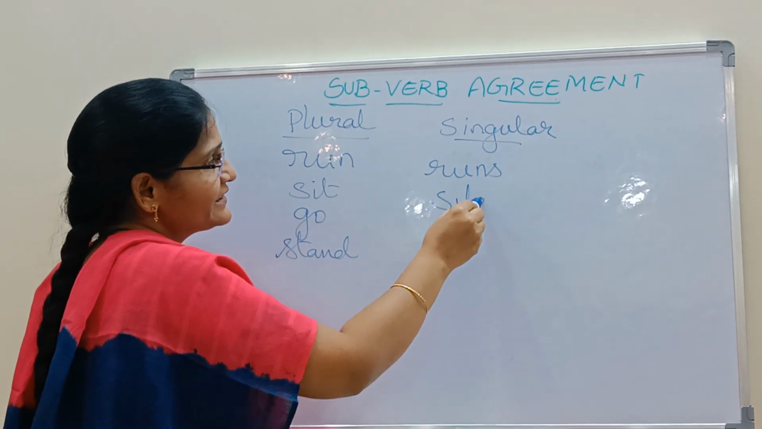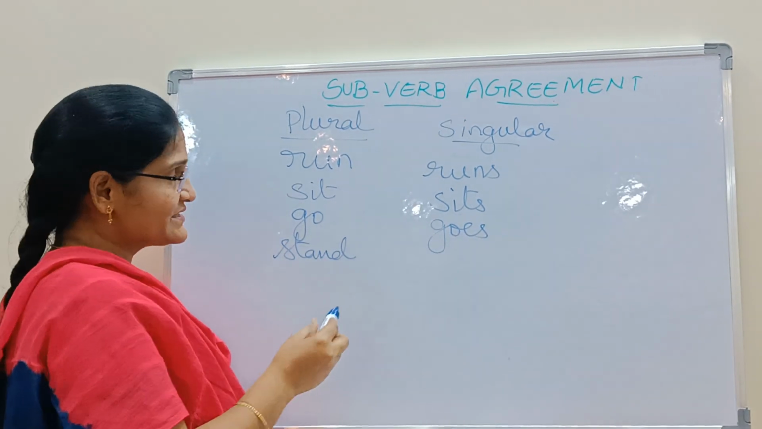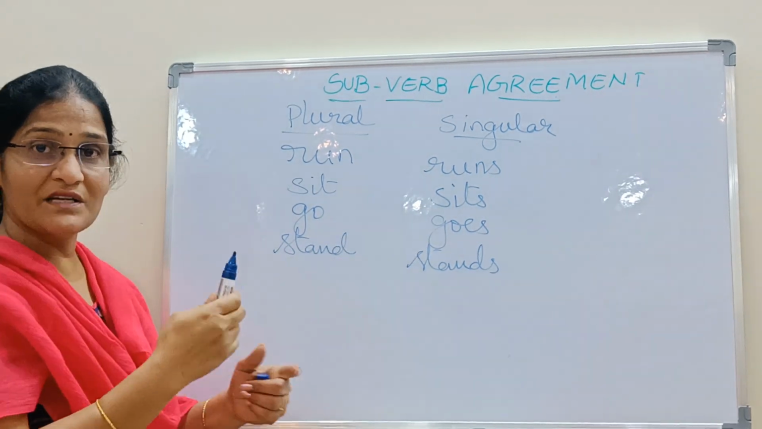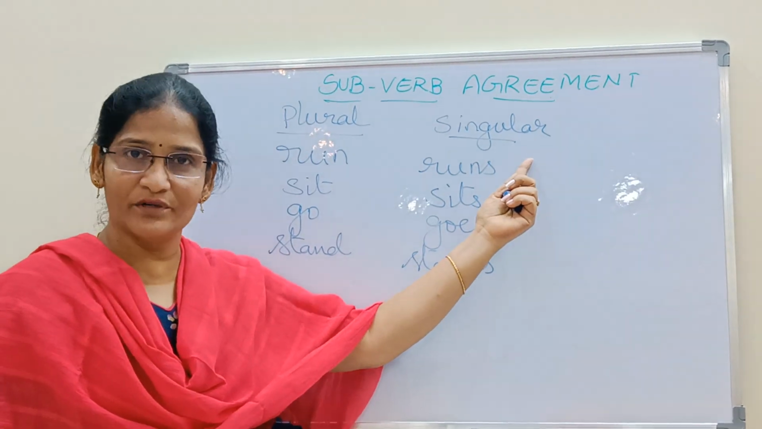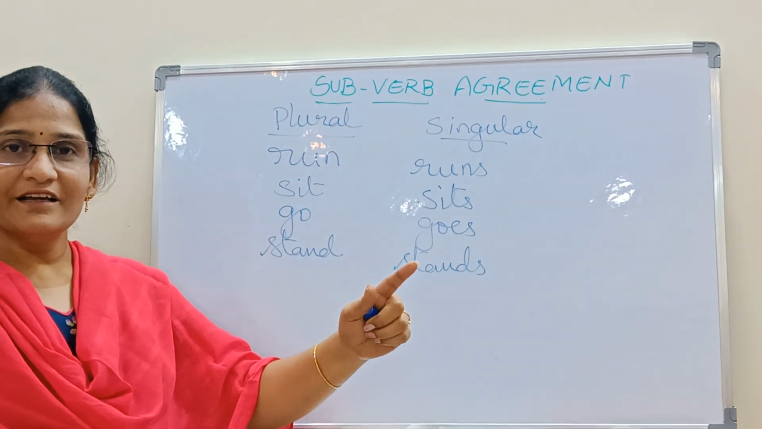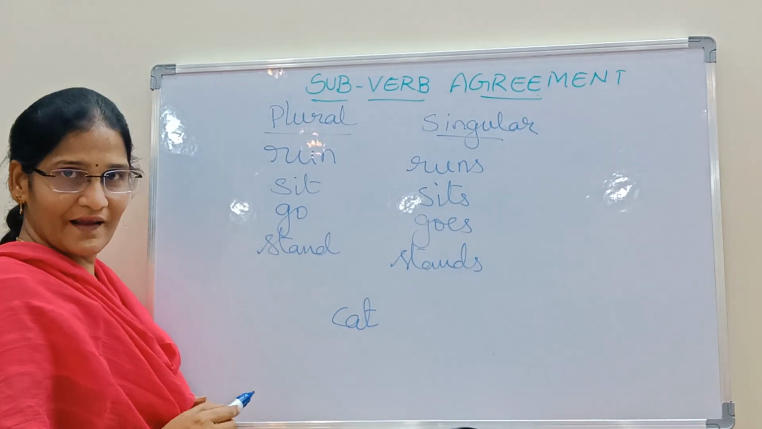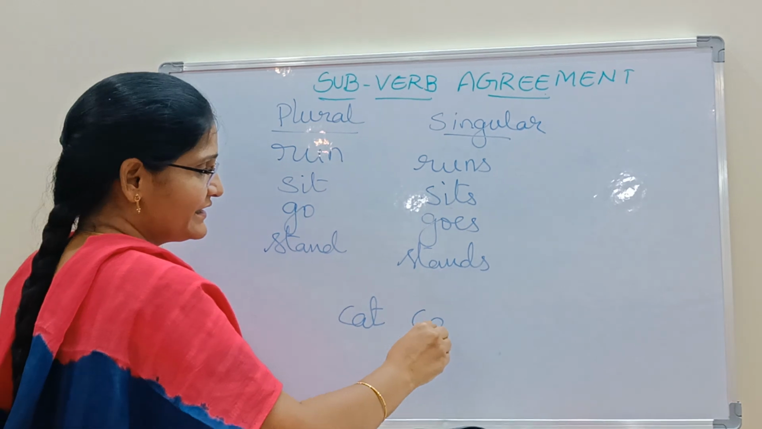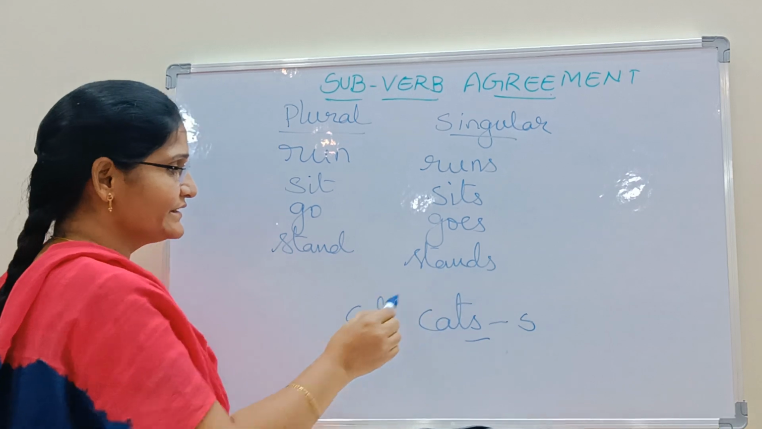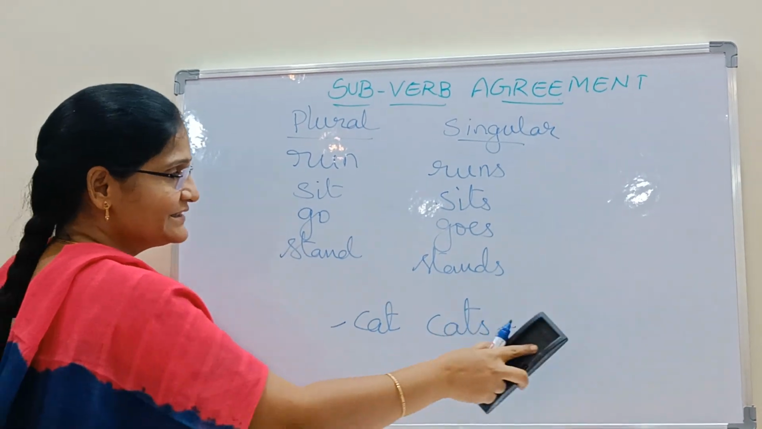And here it is sits. And here we have to add es, goes. And here stands. You may be confused here. I am telling you, adding s makes a verb singular. Yes, it will be singular. It is exactly opposite in the case of nouns. See, in the case of nouns, if I write cat, and it is cats. If I add s, it will be plural.